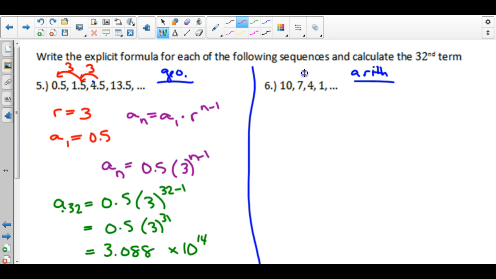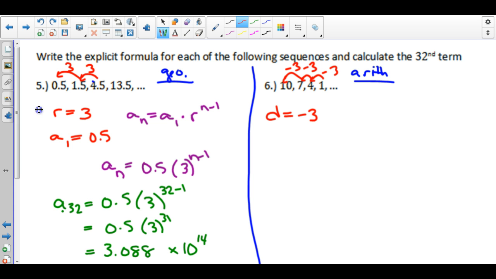This one is arithmetic. I'm going to do it the same way, same colors. I'm going to take, first of all, 7 minus 10, which is -3, and 4 minus 7 is -3, 1 minus 4 is -3. So it's arithmetic. Again, I already said that. So the common difference in this case is -3, which means if we're moving left to right, you would be adding -3. So that's why the numbers are decreasing, because your common difference is negative.